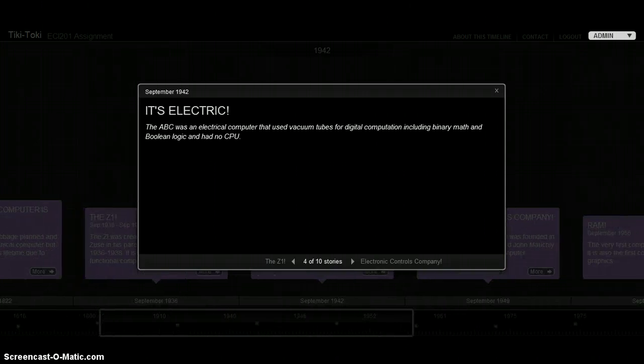The first digital computer was the ABC, which is short for Atanasoff-Berry Computer. It was developed by Professor John Vincent Atanasoff and his graduate student Clifford Berry in 1937, and it continued to be developed until 1942 at Iowa State College, which is now Iowa State University. The ABC was an electric computer that used vacuum tubes for digital computations, including binary math and logic, but it also had no CPU.